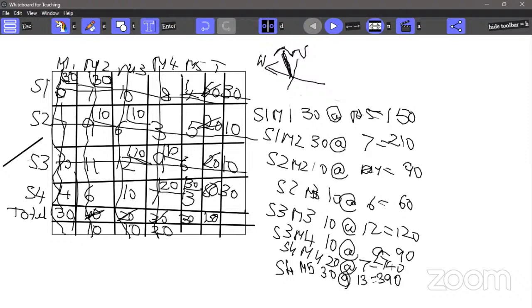Can you tell me the total cost? 150 plus 210 plus 90 plus 60 plus 120 plus 90 plus 140 plus 390. 1250. Is that clear? Now the same problem. I will just skip row maxima and column maxima because the least cost method is a more superior method than those two. So the same numerical we will solve by the least cost method.